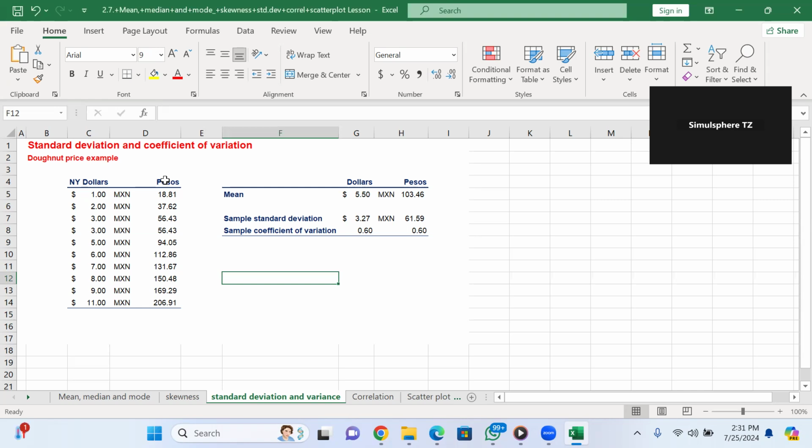All right, so we need to, first of all, find the mean of New York dollars and the mean of pesos, then calculate the standard deviation, and then find the coefficient of variation for these currency values. Coefficient of variation is a popular concept used in financial analysis or economic analysis to understand the strength of currency pairs. So quickly, I'll just clear up what I have here while we go right into the calculations.